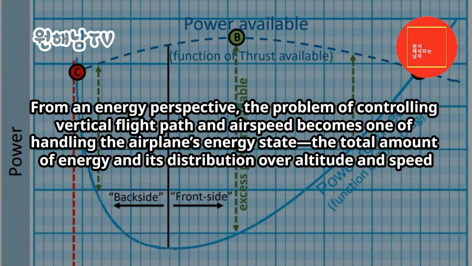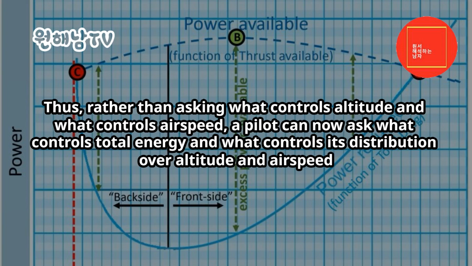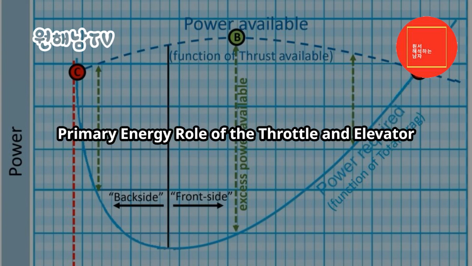From an energy perspective, the problem of controlling vertical flight path and airspeed becomes one of handling the airplane's energy state, the total amount of energy and its distribution over altitude and speed. Thus, rather than asking what controls altitude and what controls airspeed, a pilot can now ask what controls total energy and what controls its distribution over altitude and airspeed. Primary energy role of the throttle and elevator.